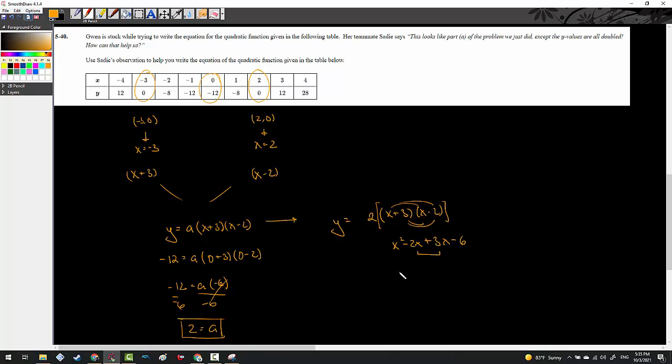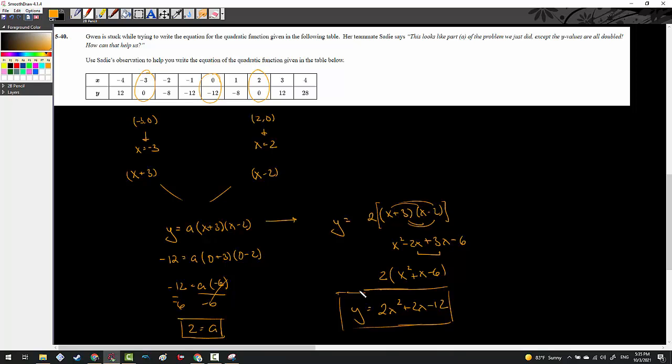So these guys will combine out to become x squared plus x minus 6. Please don't forget the 2 that was hanging out there on the outside. So I got 2x squared plus 2x minus 12 equals y. And there is your standard form quadratic function. Again, this time with a scale factor of 2.